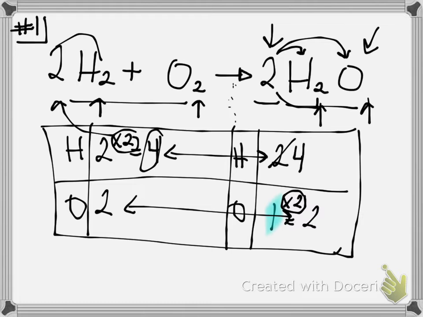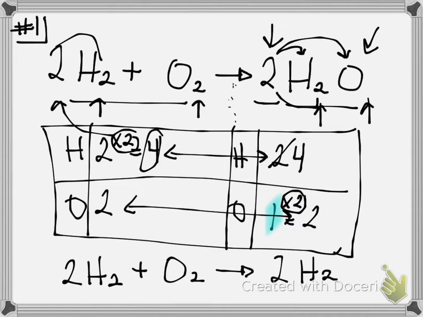Your final answer should be an equation, not the chart. So you can rewrite your answer as follows. And your answer is going to be 2 hydrogens, or 2H2, plus O2 provides 2H2O. So this is your final answer right here. There you go.